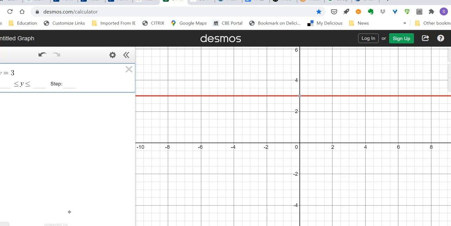If you are given a blank grid on the diploma or on a test and you have to draw something, put your own scale on that grid. Okay, so make sure you put down a scale. So this is like 2, 4, 6, 8, 10. Okay, so that is the graph y equals 3.